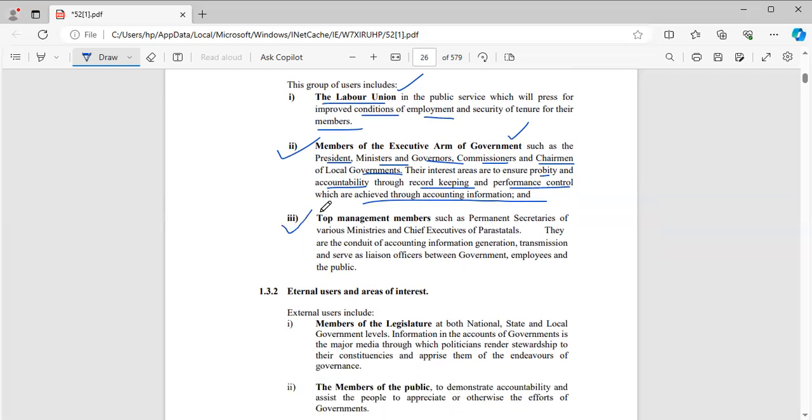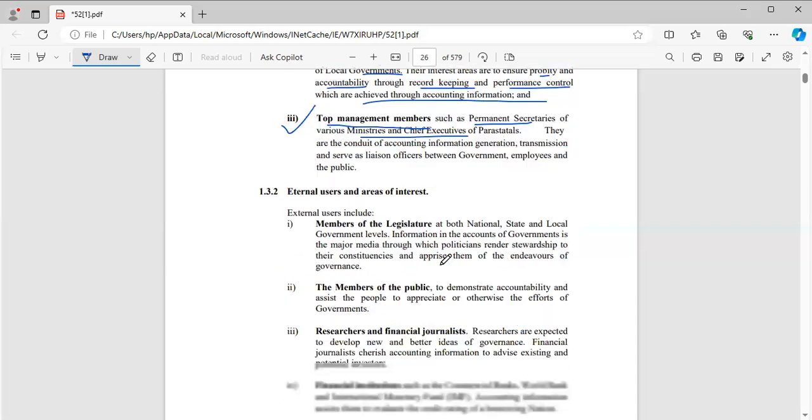The last part of internal users I'm looking at is top management members, such as permanent secretaries of various ministries, and chief executives of parastatals. It means that heads of all ministries are internal users: Minister of Finance, Minister of Agriculture, Minister of Electricity and Power, stuff like that. All of them are internal users of accounting information.